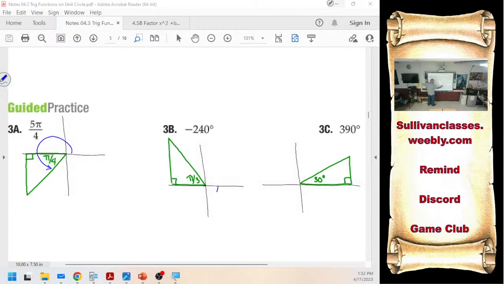Negative 240, well, here's 180. 180, oh, I wrote it in radians, sorry. Keep going. What do you want, 60 instead? Sorry.